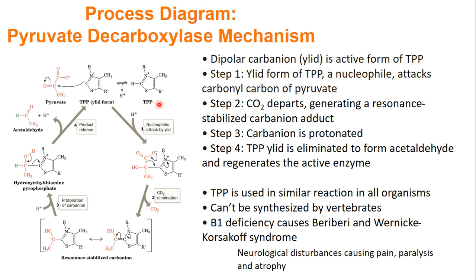And we cannot make TPP. Vertebrates cannot make TPP. We need to get it through our diet, vitamin B1. So B1 deficiency can cause problems. Most common is beriberi and Wernicke-Korsakoff syndrome, where you have neurological disturbances that cause pain, paralysis, and atrophy.